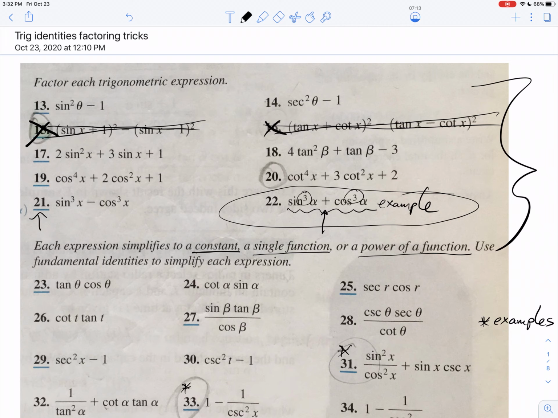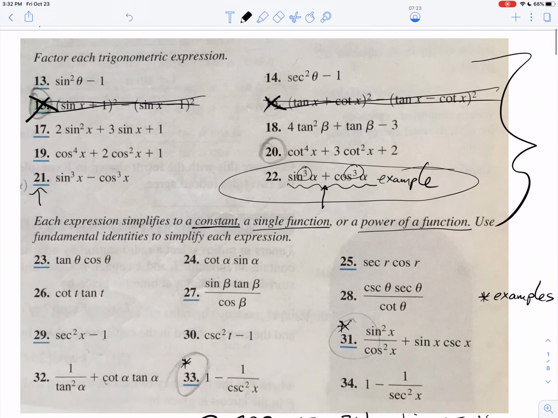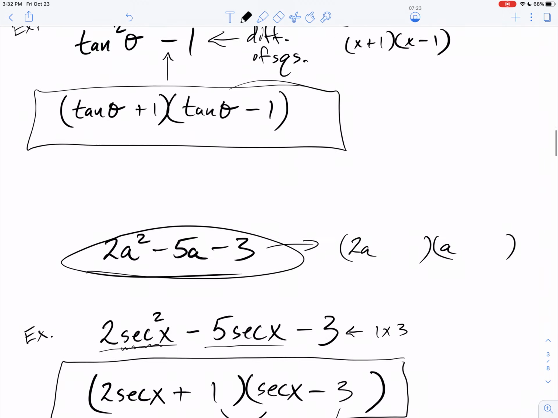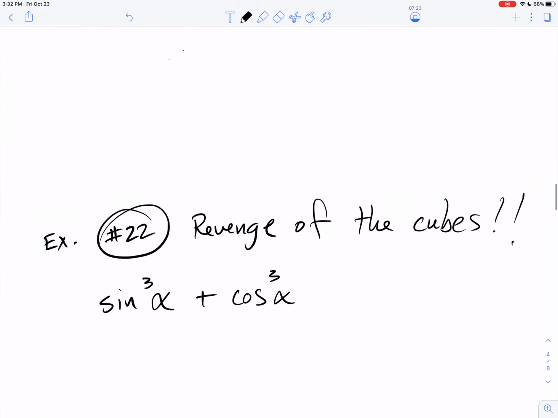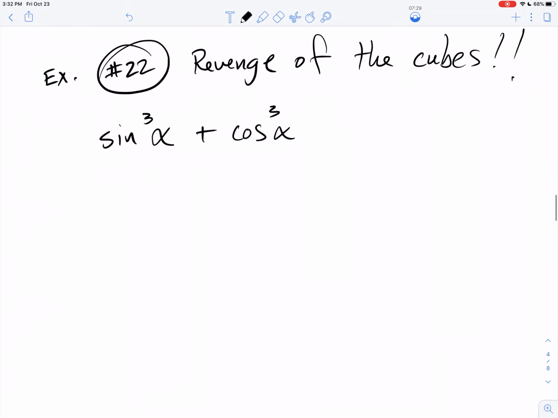What do you think I'm going for here? What do you think I've got in my bag of tricks? I hope you're thinking cube formula. So guess what? I'm going to go down and grab me this last example about factoring stuff, and I'm going to call it Revenge of the Cubes. It is problem number 22.